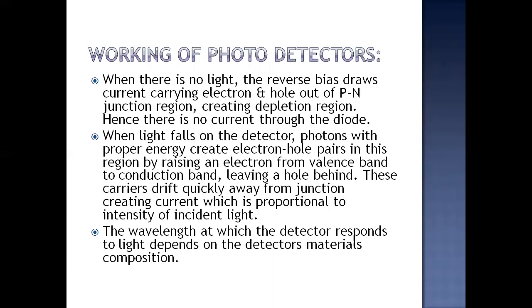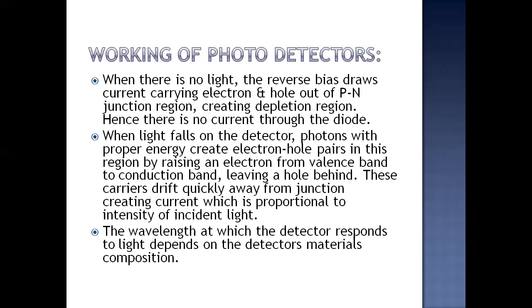Coming to the working of a photodiode, when there is no light illumination, the reverse bias draws the current-carrying electrons and holes out of the p-n junction region, creating a depletion region. Hence there is no current through the diode. This is the case when you take a p-n junction diode in reverse bias condition.